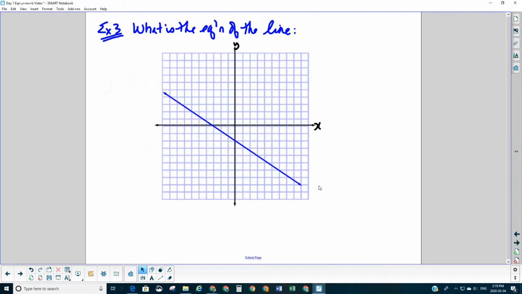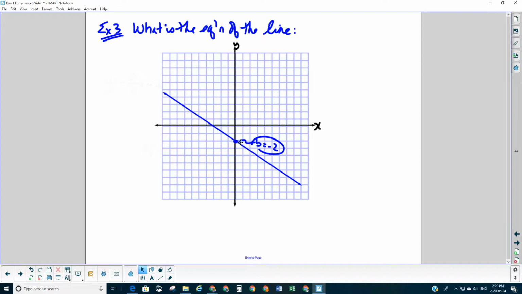Let's look at another example. The first thing you should notice about this blue line is it's a negative correlation. As you read from left to right, it's going down. But we can still determine the equation using the y-intercept and the slope. So let's find the y-intercept. It looks like it's right here, and so it looks like it's down 2. So I'm going to figure out that the y-intercept is negative 2.